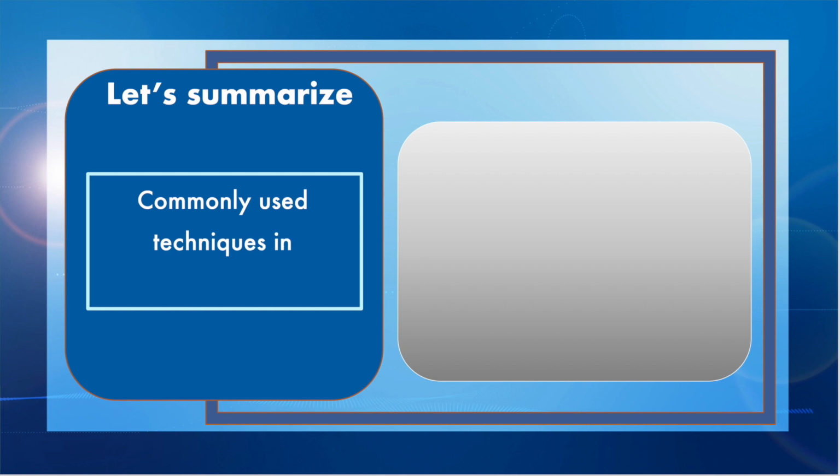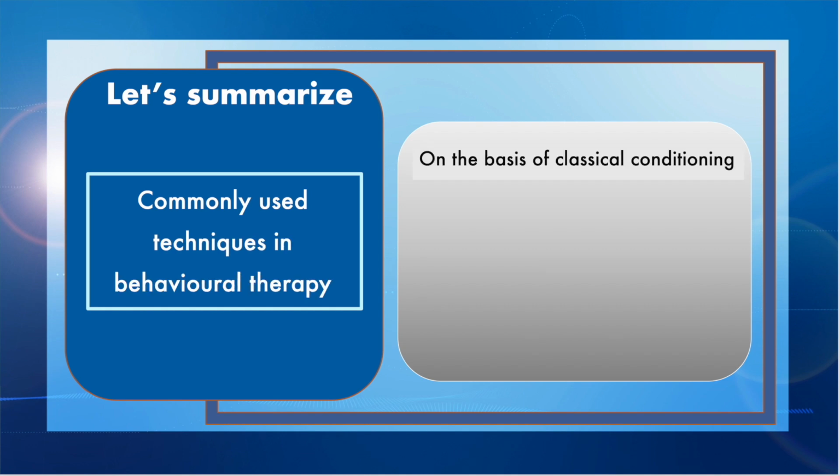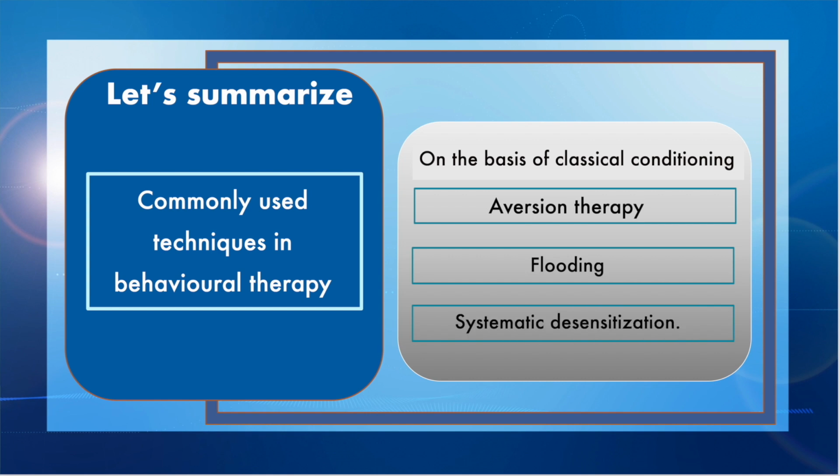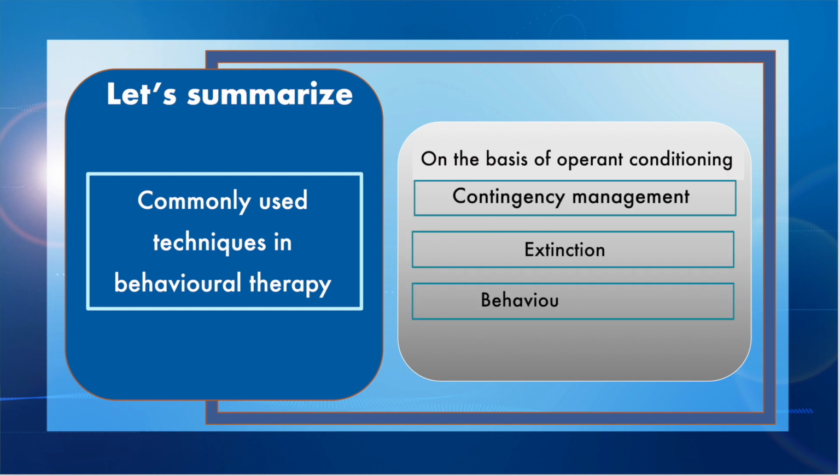On the basis of classical conditioning, some of the techniques commonly used in behavioral therapies are aversion therapy, flooding, and systematic desensitization. On the other hand, contingency management, extinction, behavioral modeling and token economies are some of the techniques used in behavioral therapy, and these are based on the principles of operant conditioning.